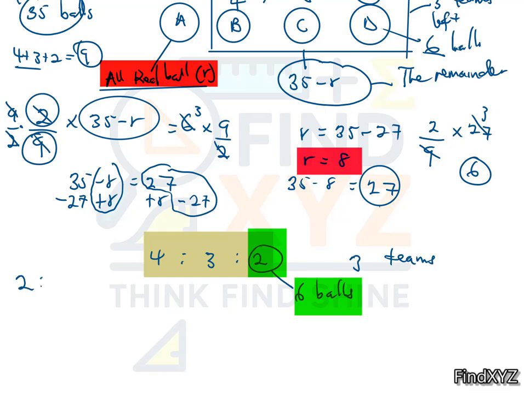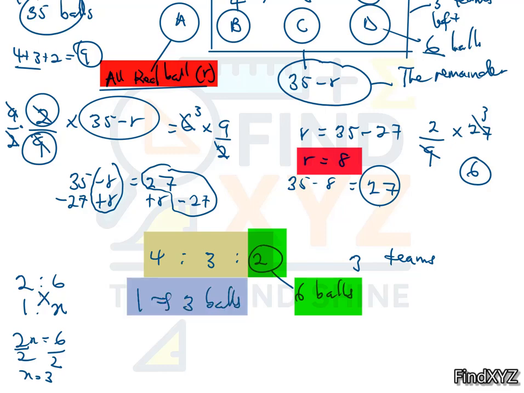So if 2 is to 6, then 1 is to, we don't know, right? And that will give us 2x is equal to 6. We divide both sides by 2. We have x to be equal to 3. So it means that if 2 parts is giving us 6 balls, 1 part will give us 3 balls. Then we can use that idea of 1 part to be 3 balls. So 4 parts will be, we multiply 4 by 3, and we have 12 balls. Then 3 parts by 3, that will give us 9 balls. And already we know that the 2 parts is giving us 6 balls.